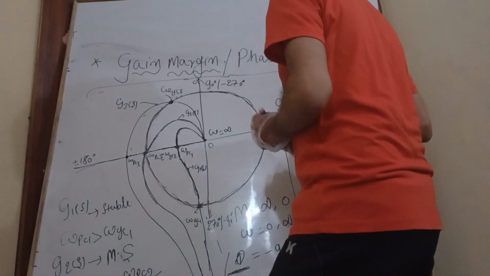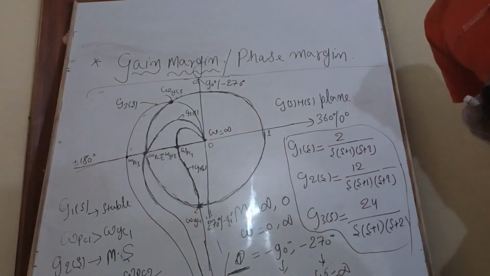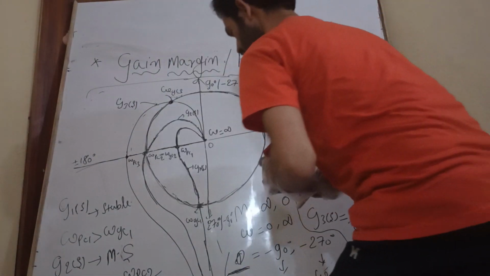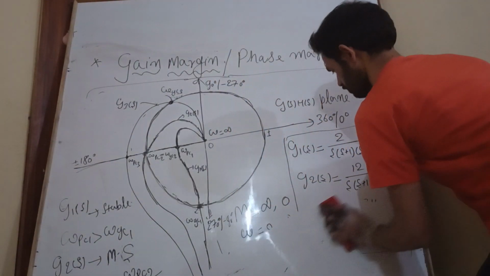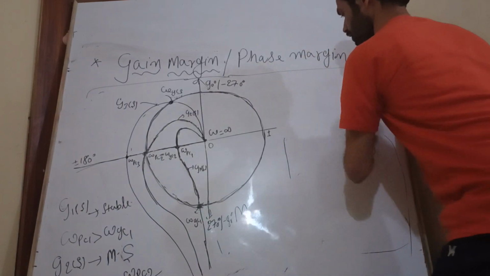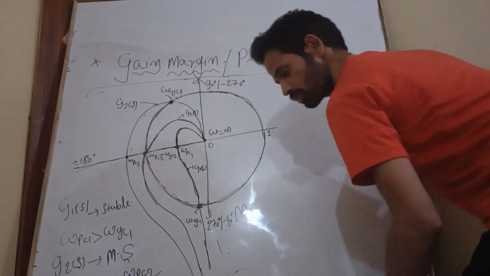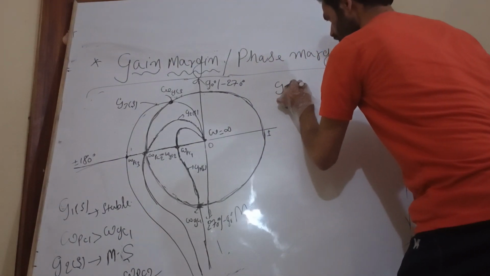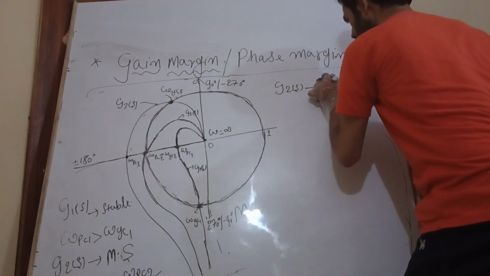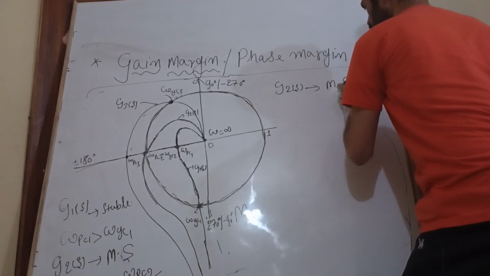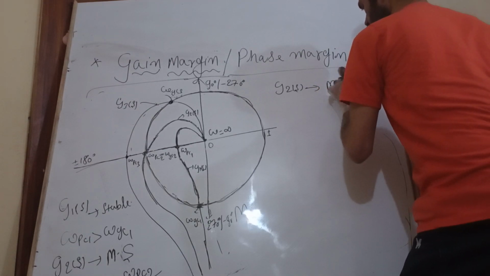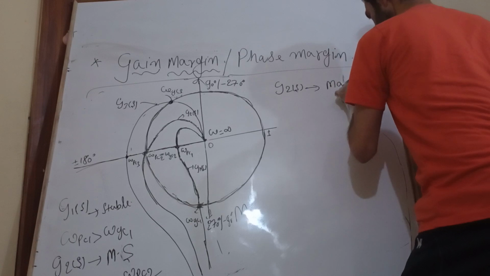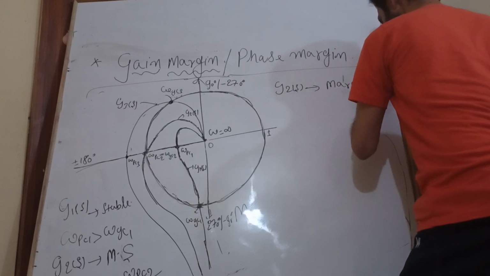So I can write this here. G2 of s is marginally stable. Marginally stable.